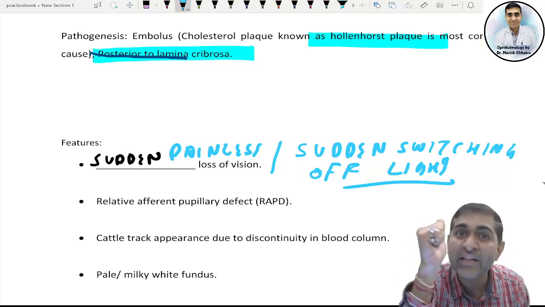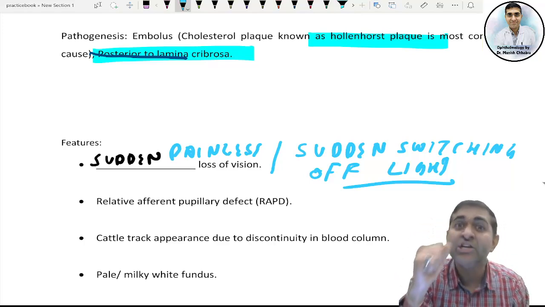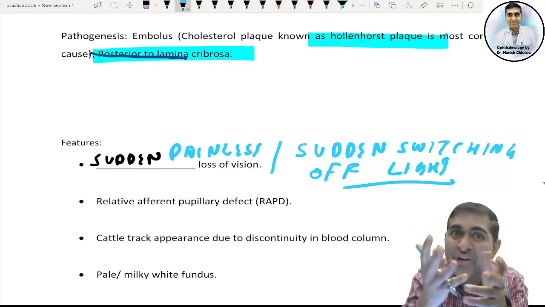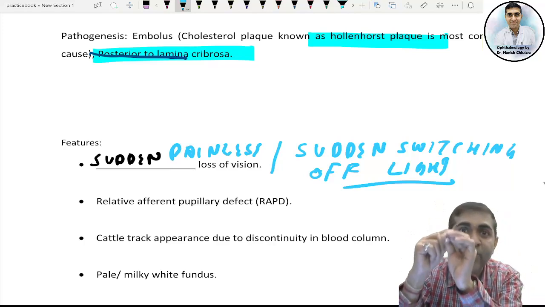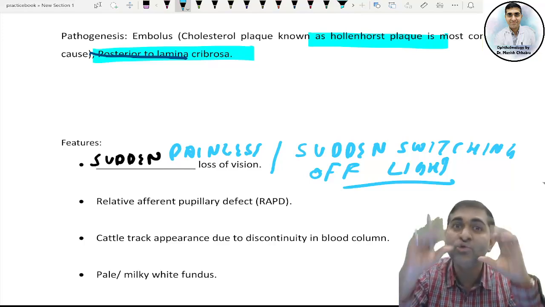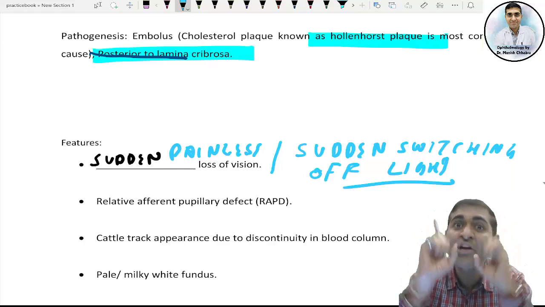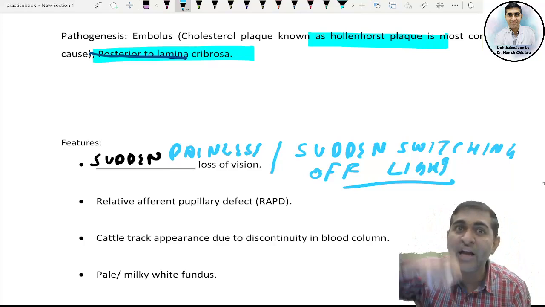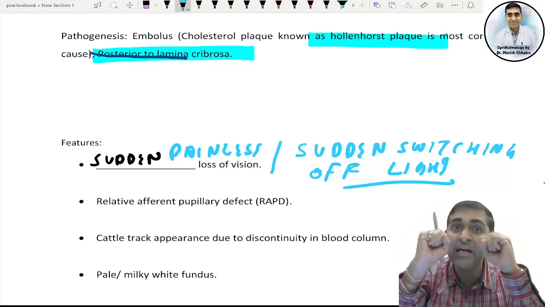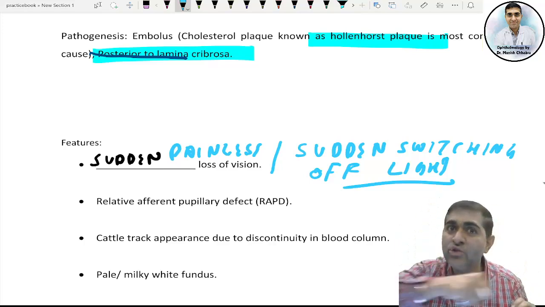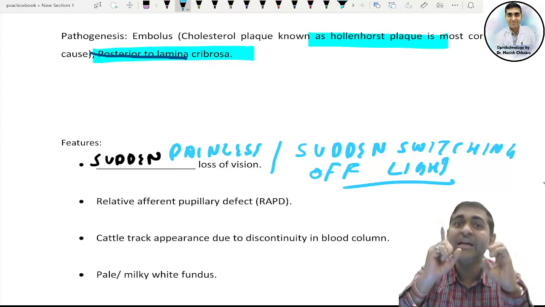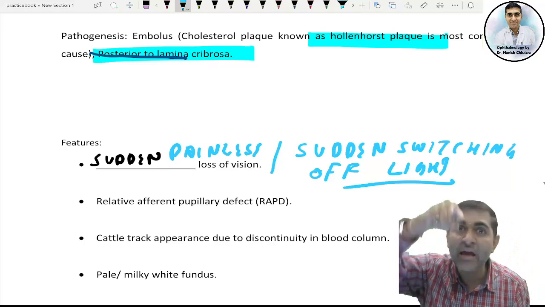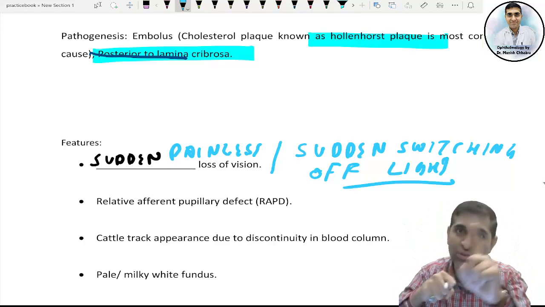So when you shine the light in the patient's eye, it is not responding to light, so the pupil will remain dilated. But when you shift the light from the right eye to the normal eye, you will see that both pupils will constrict. Again you shift the light onto the abnormal eye, again the pupil will dilate, then again you shift the light to the normal eye, the pupil will again constrict. So it will be the swinging flashlight test. So this is one thing, right?